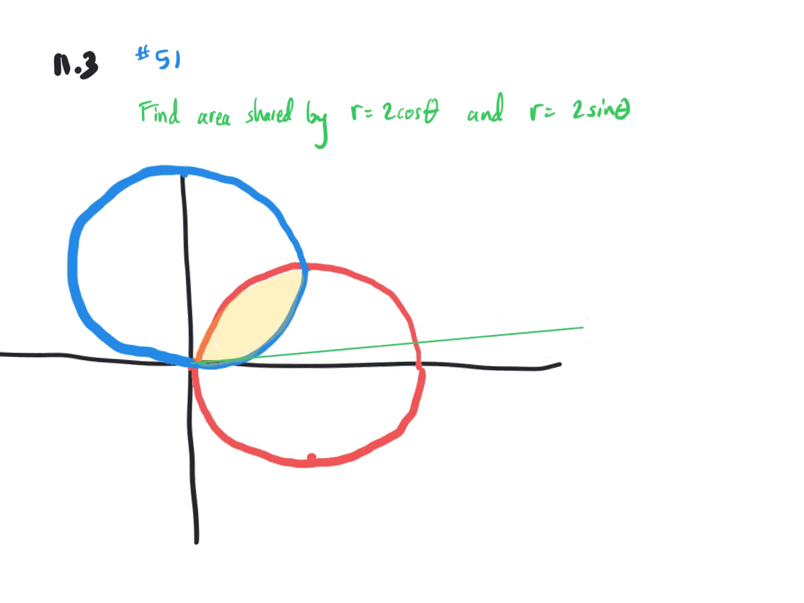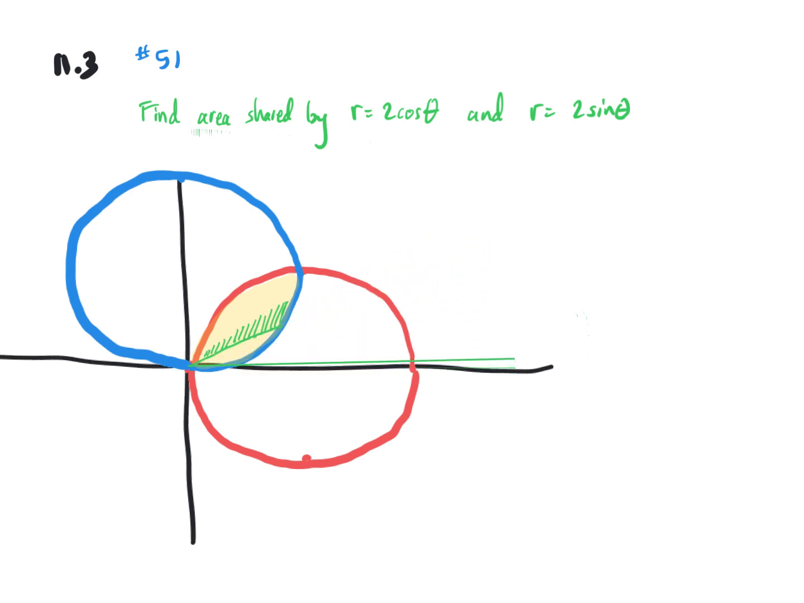Imagine this ray sweeping from 0 to, let's say, pi over 2 radians. As we sweep this way, if you let the blue curve be the end of the sector-like regions, we have to sweep all the way until we hit this intersection point. After that, as we continue sweeping in the counterclockwise direction, we switch from the blue boundary to the red boundary.